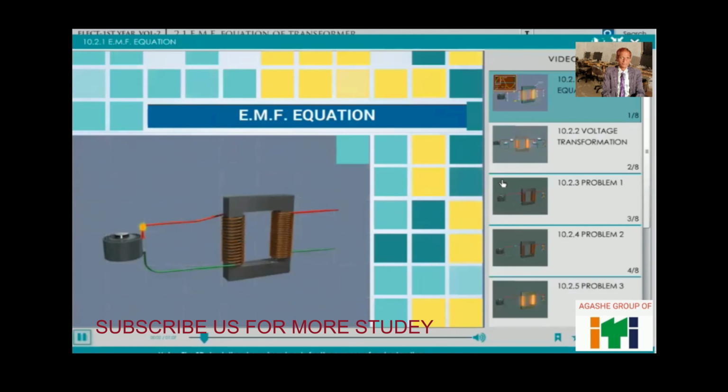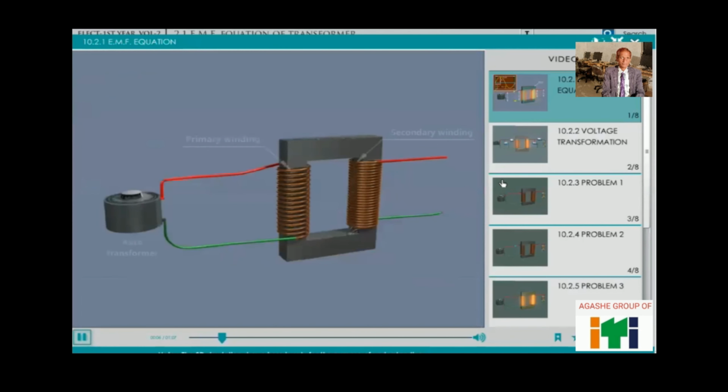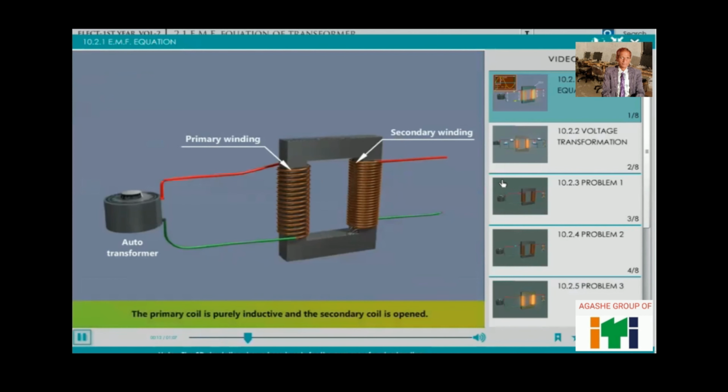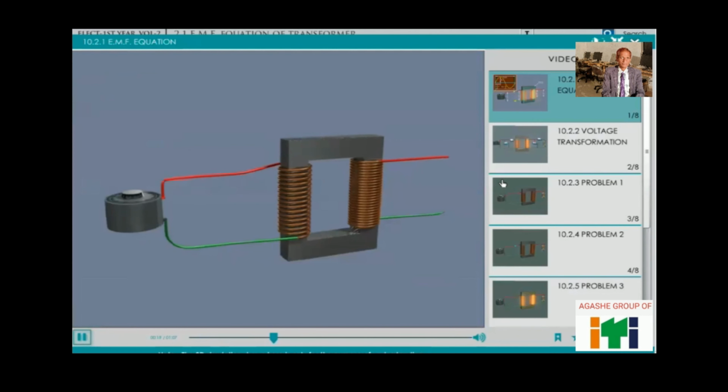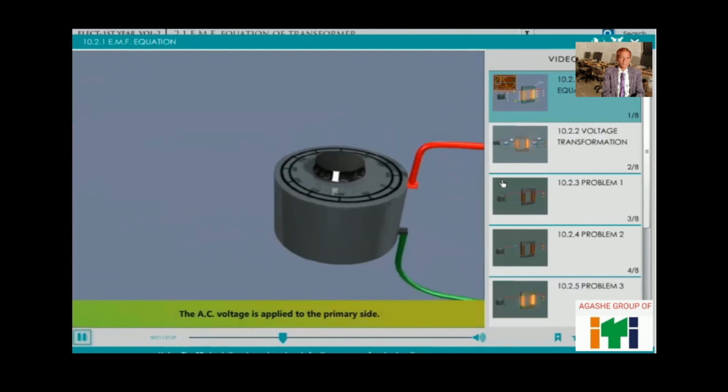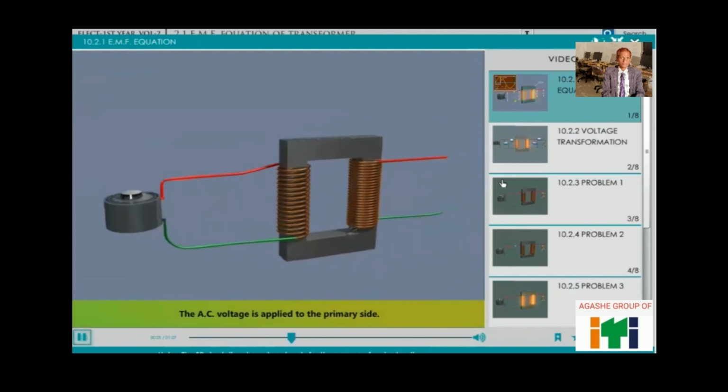EMF equation. In this animation, we are going to see the EMF equation. An ideal transformer is one that has no losses. The primary coil is purely inductive and the secondary coil is opened. The AC voltage is applied to the primary side. When the voltage is applied to the primary, it draws no load current.